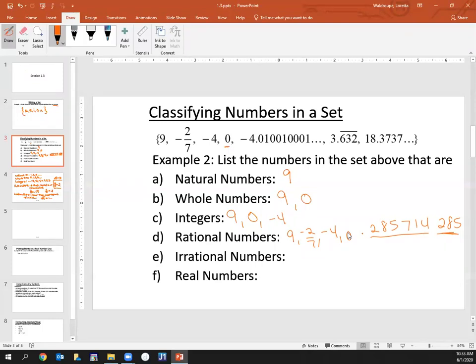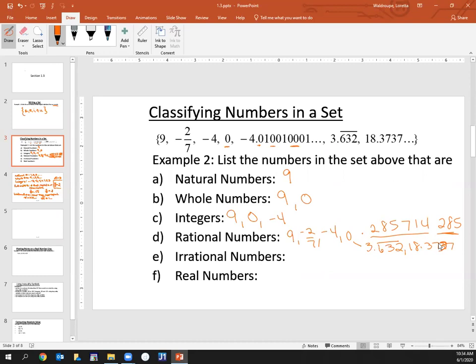-4.01001. It looks like it repeats, but do you see how you have extra zeros? So it's not repeating. Okay. We also need in here on the rational one, 3.632 and 18.3737 because the 632 repeats and so does the 37.